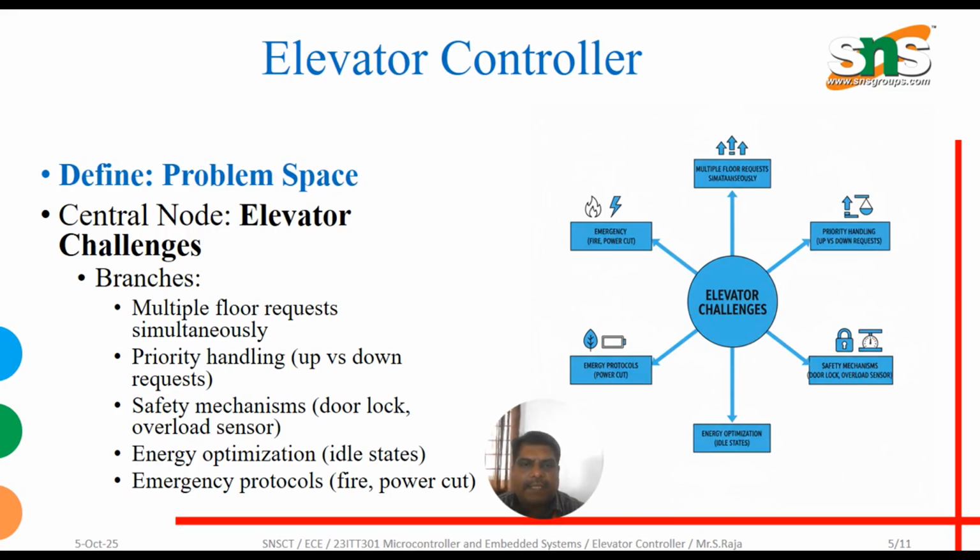Then we have to provide energy optimization, that is, when the lift is not in use, how the energy is stored. Then emergency protocol, that is, sometimes a fire may happen or a power cut may happen. At that time, how the elevator controller is working. So these are given in this figure.